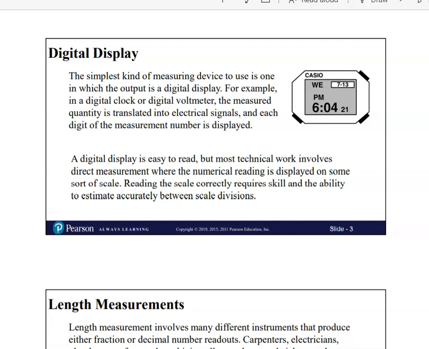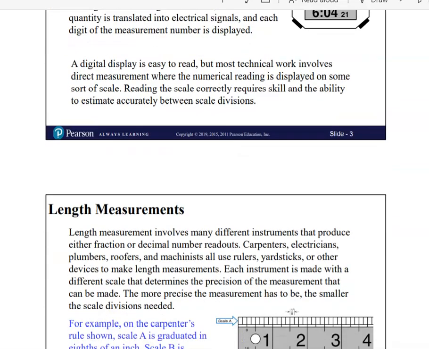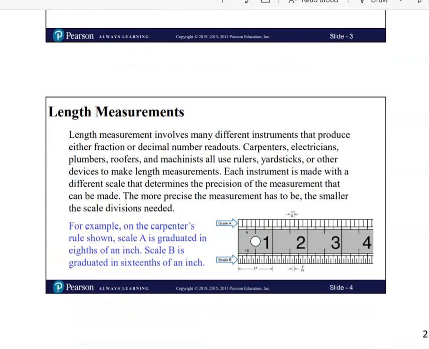For example, in a digital clock or digital voltmeter, the measured quantity is translated into electrical signals and each digit of the measurement number is displayed. A digital display is easy to read, but most technical work involves direct measurement, where the numerical reading is displayed on some sort of scale. Reading the scale correctly requires skill and the ability to estimate accurately between scale divisions.